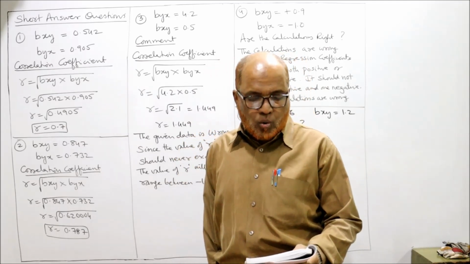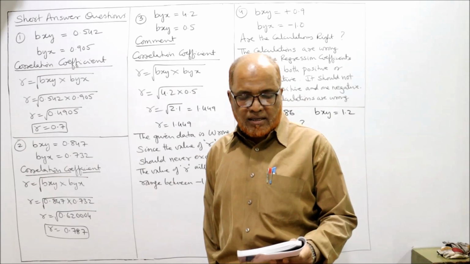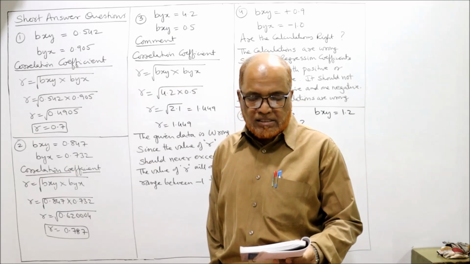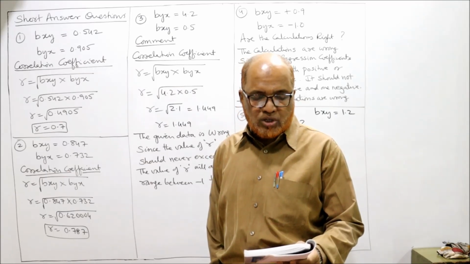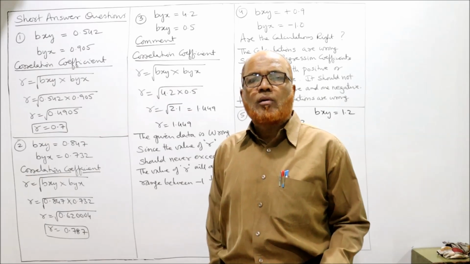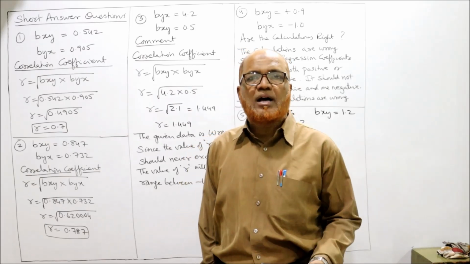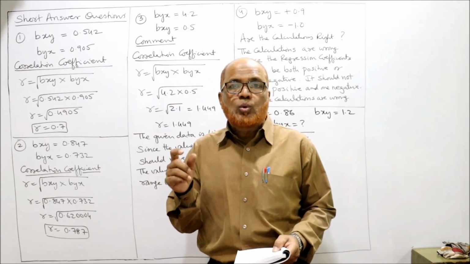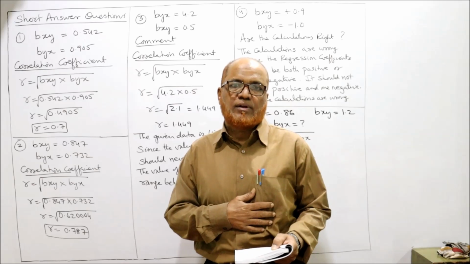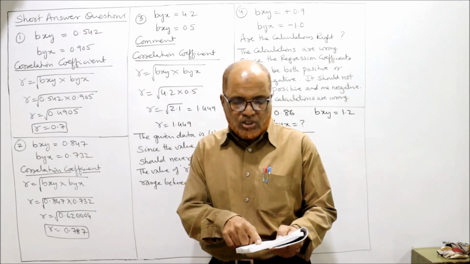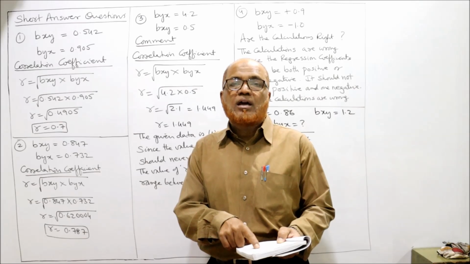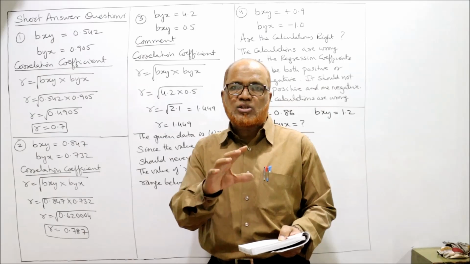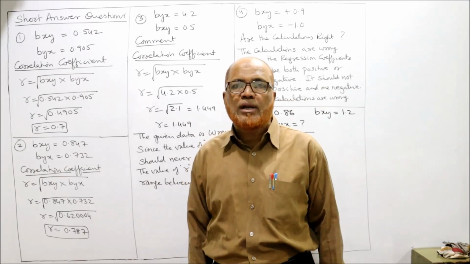Given the two regression coefficients, BXY is equal to 0.542 and Y on X is 0.905. Calculate the coefficient of correlation between X and Y. Normally in examination, in short problems, they will ask this type of problems. Correlation coefficient we have to calculate. The two regression coefficients are given. The regression coefficient of X on Y is 0.542 and regression coefficient of Y on X is 0.905. BXY, BYX both are given and we have to find out the correlation coefficient.